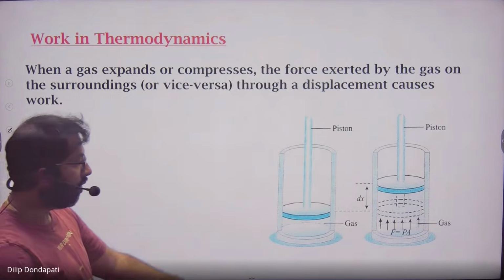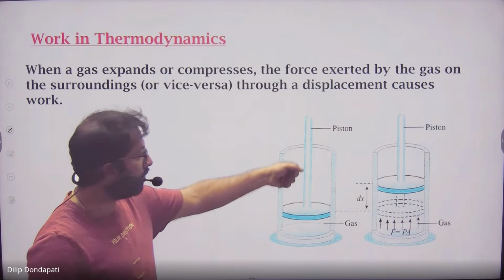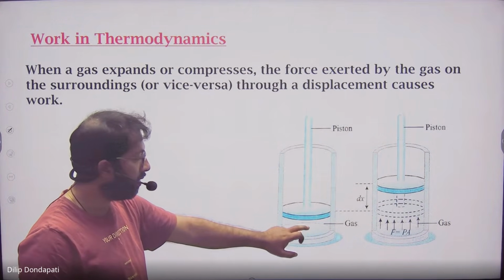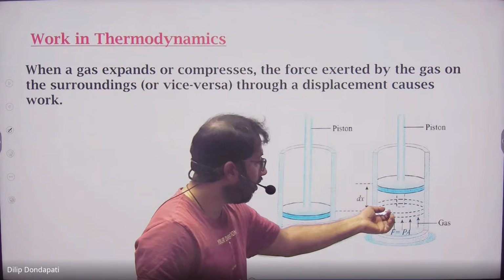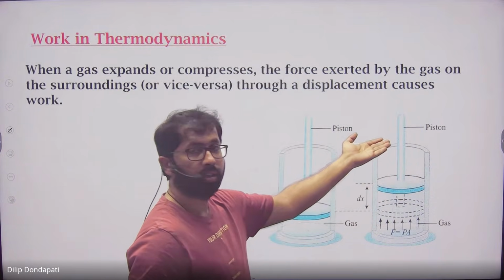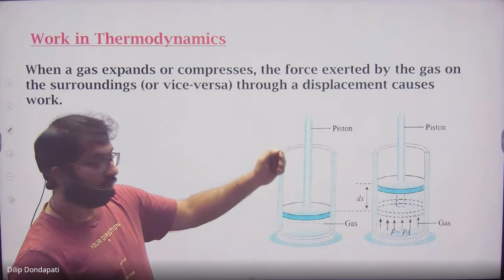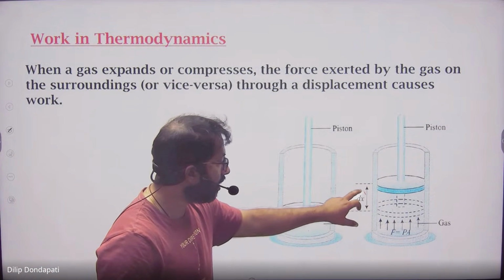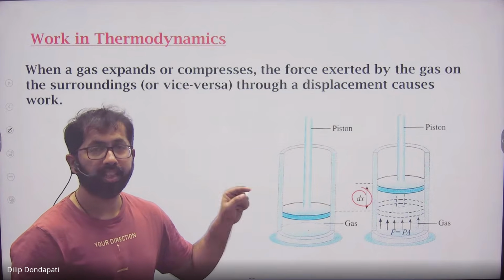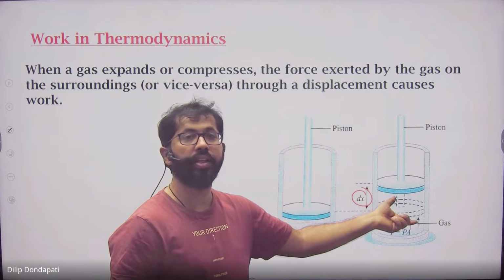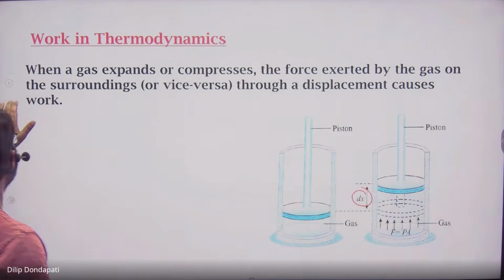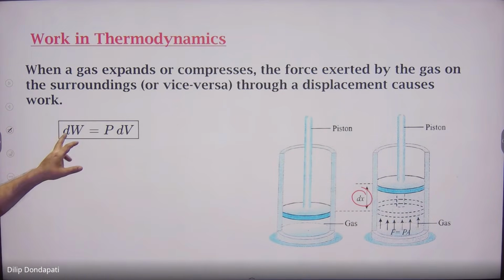Suppose there is a container with a movable piston, and inside there is gas. Suppose the gas is pushing the piston. It goes through a small displacement dx. That means the gas is doing some work, right? So how much work? For that small work done, we can use the formula dW is equal to PdV. Okay, PdV for a small volume, right?